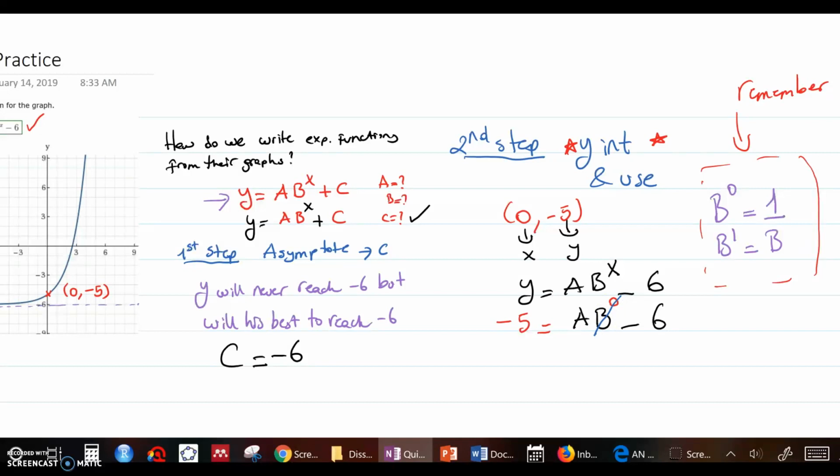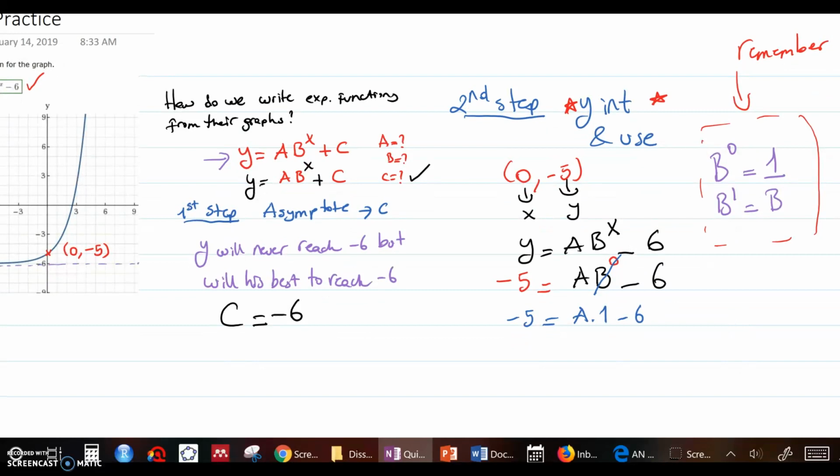Then I can rewrite this equation as -5 is equal to a times 1, minus 6. Well, a times 1 is a. We all know that. So it will be a minus 6. And at this step, now we can figure out a by adding 6 on both sides. Then it is going to give us a is equal to 1. Good. We got C, we got A. So what's left? Now we need to figure out what B is. This is the third step.